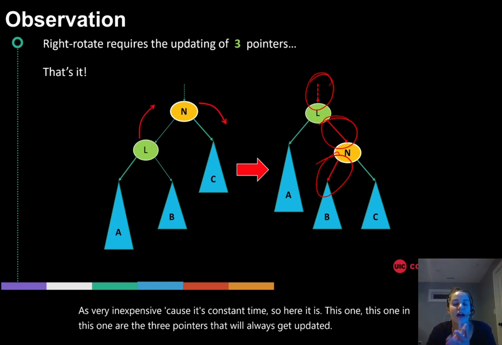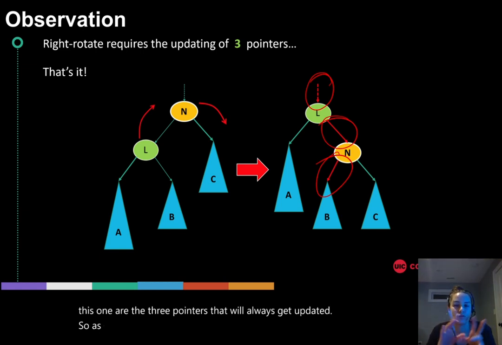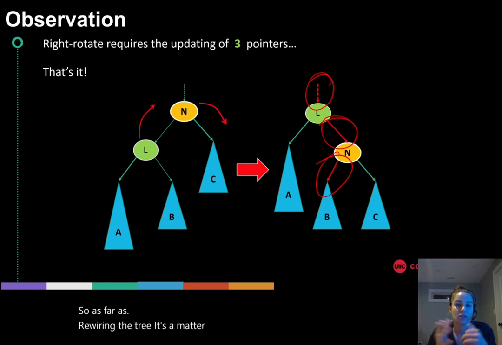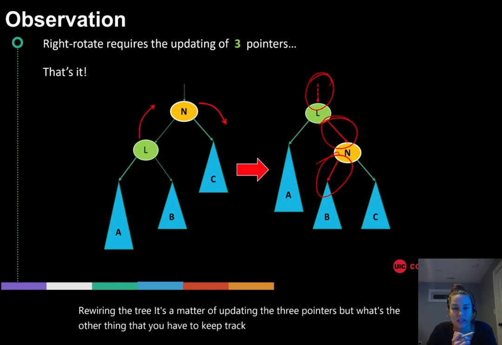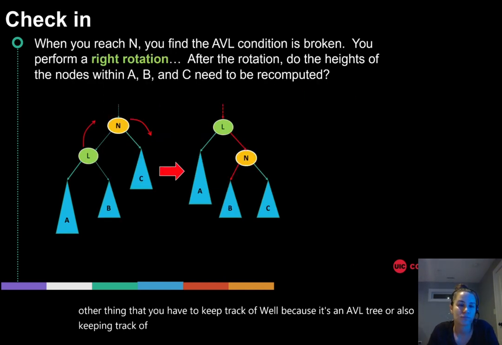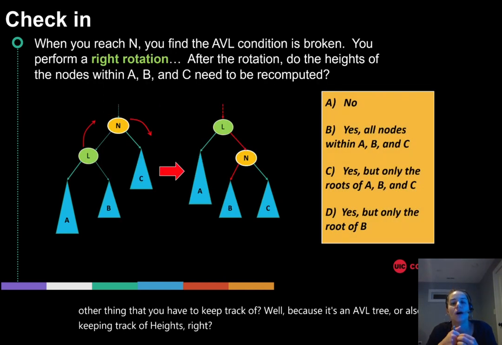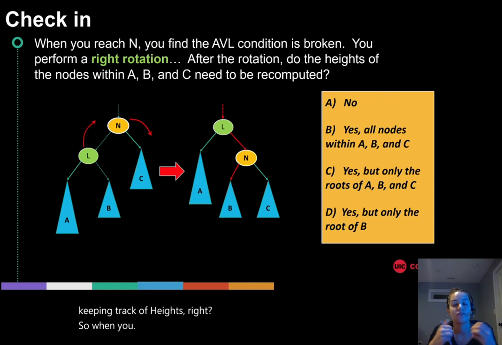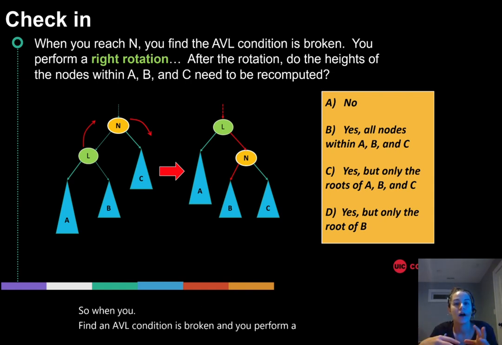So as far as rewiring the tree, it's a matter of updating the 3 pointers. But what's the other thing that you have to keep track of? Well, because it's an AVL tree, we're also keeping track of heights, right? So when you find an AVL condition is broken and you perform a right rotation, you update the 3 pointers.